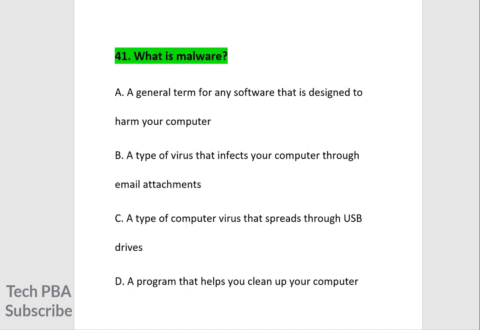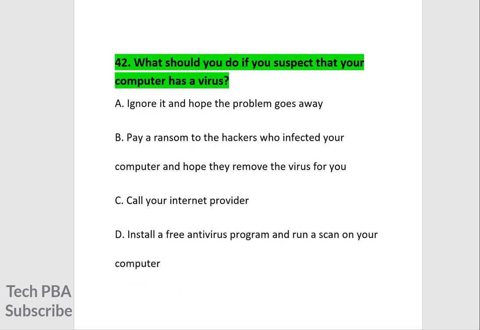Question number 41. What is malware? The correct answer over here is option A, a general term for any software that is designed to harm your computer. Question number 42. What should you do if you suspect that your computer has a virus? Correct answer here is to install a free antivirus program and run a scan on your computer. So the correct answer, option D.